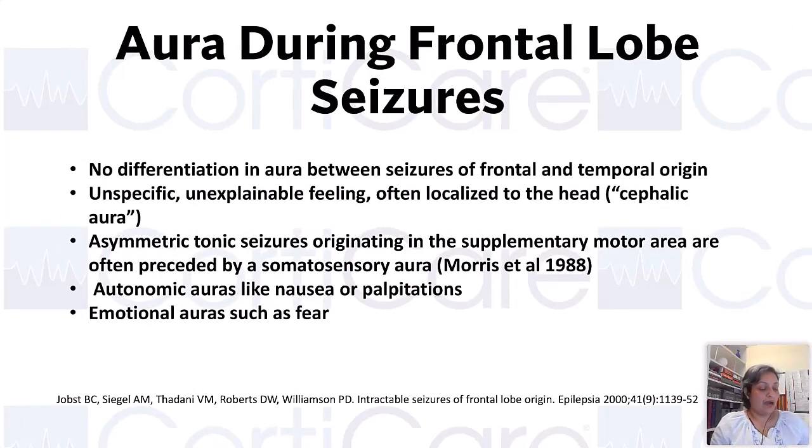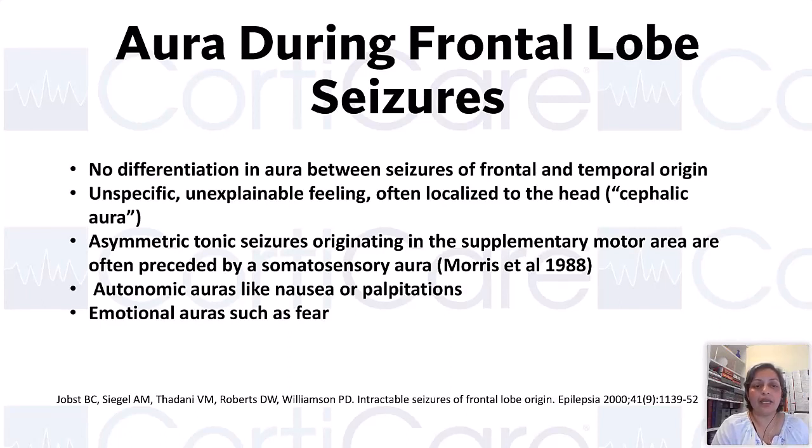Now the auras are being reported, but they are not very clear-cut. However, you cannot differentiate these auras between the frontal or the temporal region. The auras for the frontal lobe seizures are very unspecific. They are not clearly explainable, and they are localized to the head. The patient has some feeling, but they cannot express it. They cannot say what it is.